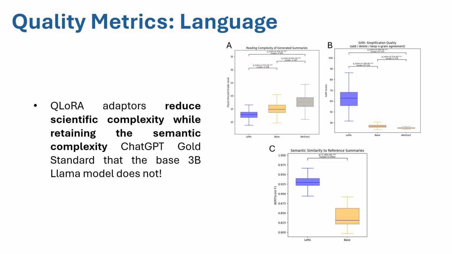And then crucially, panel C shows we didn't just sacrifice accuracy for simplicity. Using the BERT score, we measured semantic similarity through contextual embeddings. My model achieved a 0.93 correlation with the gold standard teacher, the ChatGPT responses. And this statistically proves that we can balance aggressive jargon reduction with high fidelity scientific preservation, all on a single consumer GPU.